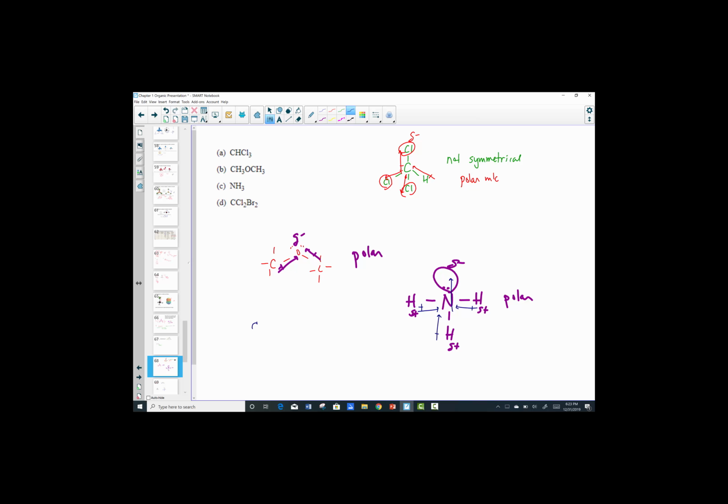And the last one, I have carbon attached to 2 chlorines, attached to 2 bromines. Clearly we see that these are polar bonds and they're being pulled towards the chlorines, towards the bromine, but this is not the same electronegativity. Chlorine and bromine are not the same. Chlorine is much more electronegative than a bromine. So this is a more dynamic pull towards the electrons as compared to this. So this is also a polar molecule.